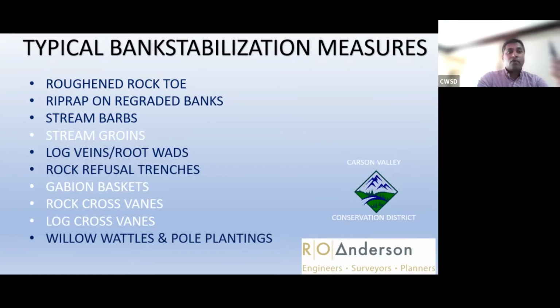And I showed this slide before, but these are most of the structural measures, like I said before. These are the ones that we used for these sites, and you will see some pictures. Basically, a lot of riprap on the regraded banks and the rock toe just along the entire length of the river banks where we are putting this riprap. We had to dig like 3 to 5 feet deep so that the banks don't get washed away.